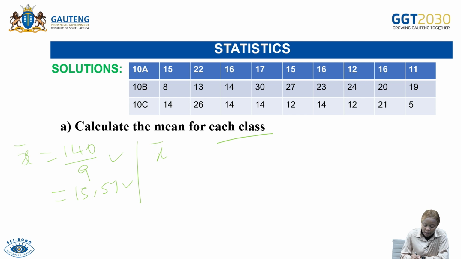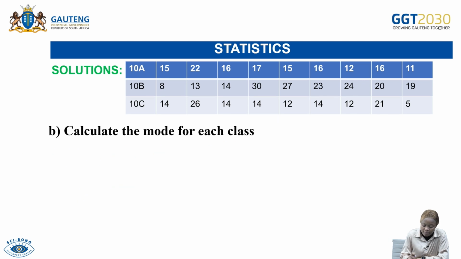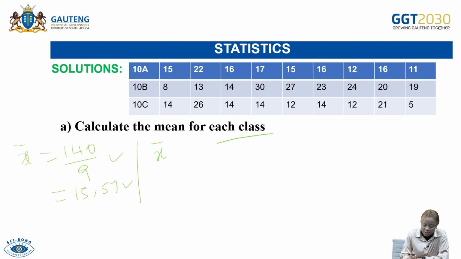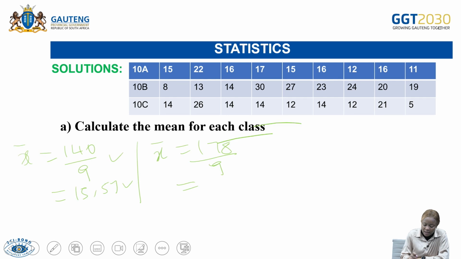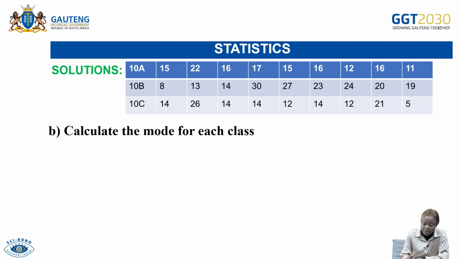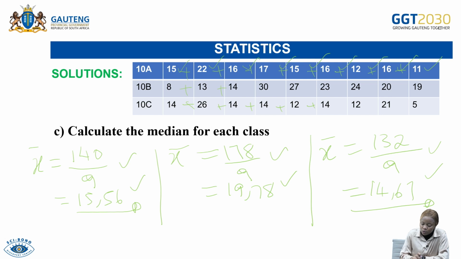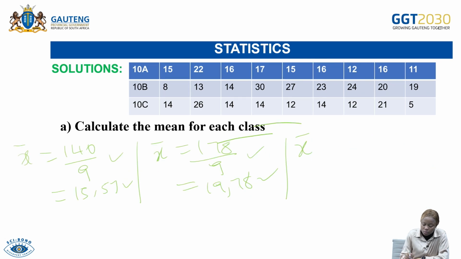And then the second one, we got 178 divided by 9, and then we got 19.78. Again, I said 2 ticks. And then the last one, which is 10C, it was 132 divided by 9 as well, and we got 14.67, right? Forgive me for that mistake.